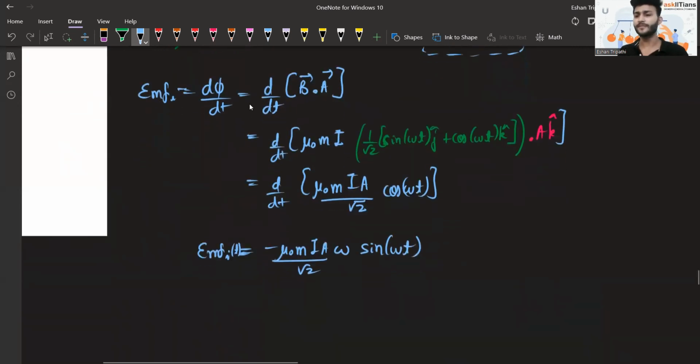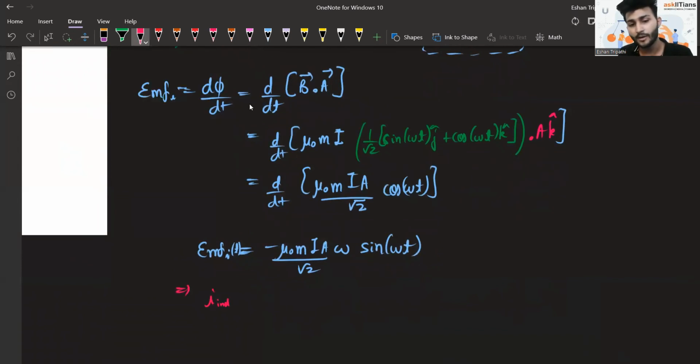If we found the induced EMF, we have found the induced current also. So the induced current in the coil, small i I am representing it by, it's going to be minus mu naught M I A omega by root 2 R sin omega t. Current also we have found out as a function of time.